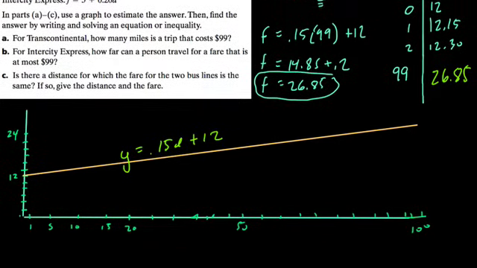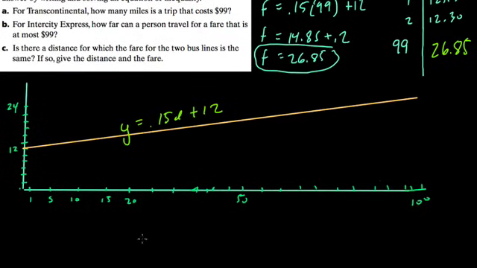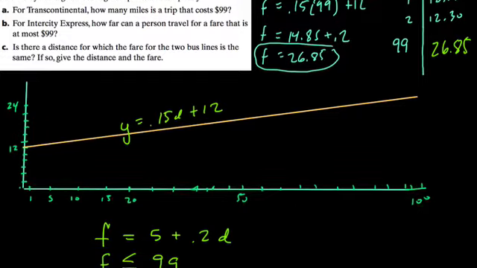The same is true for the next one, intercity express. The equation is a little bit different, and maybe I can use the same graph. Oh wait, they're not even asking that, sorry. They're asking a different question here. For intercity express, how far can a person travel for a fare that is at most $99? So we have a different function: F equals $5 plus 0.2 times d. The fare is at most $99, so what values can we have for D?